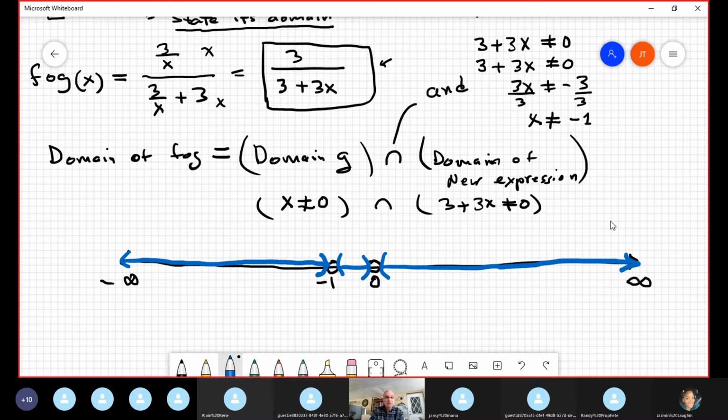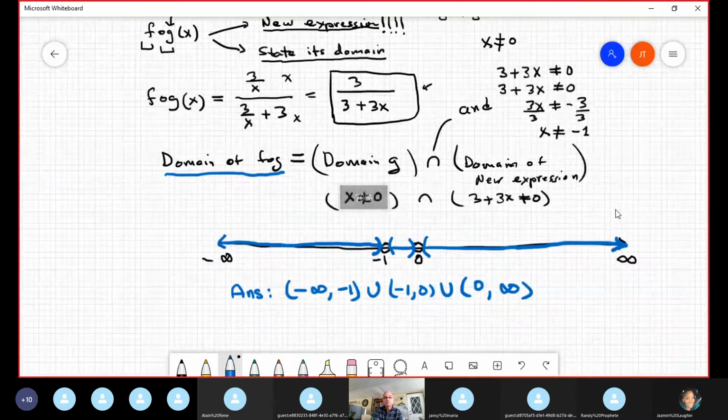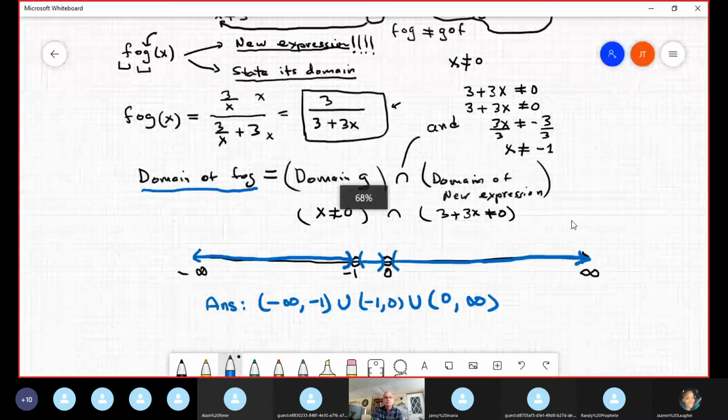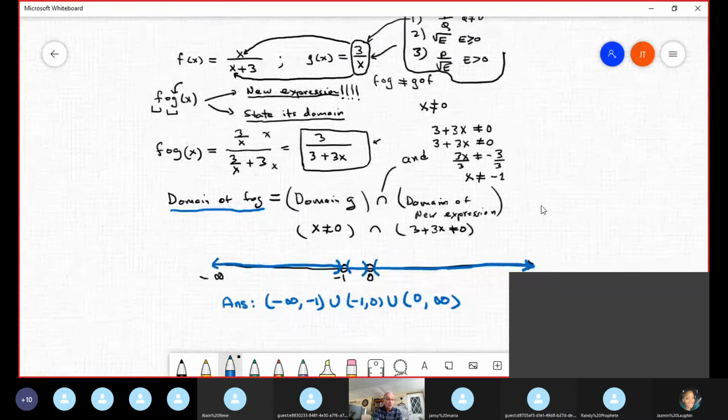Well, my final answer, the domain of the composition, is from negative infinity comma negative one, union, negative one comma zero, union, zero comma infinity. End of story. Any question? No? Okay. Do you want to see another example?